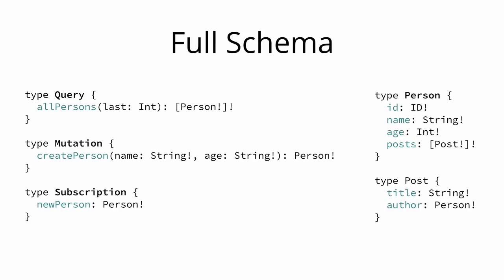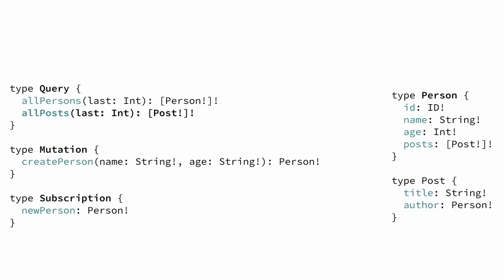The first thing we would have to do is add another field to the query type to retrieve all the stored posts from the server. This field is called allPosts and looks very similar to the allPersons field that we already have in the schema. Notice that with this setup, all we can do is ask for all the posts and all the persons that are currently stored in the backend, but it's not possible to query individual posts or person objects.